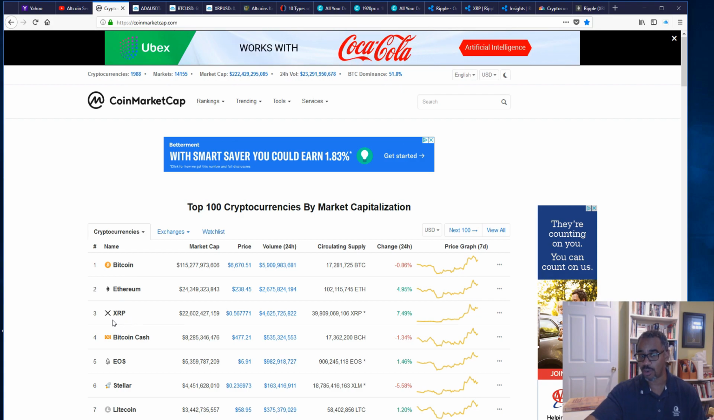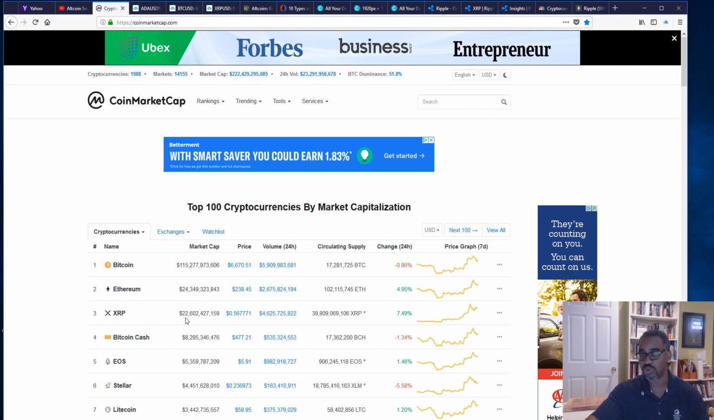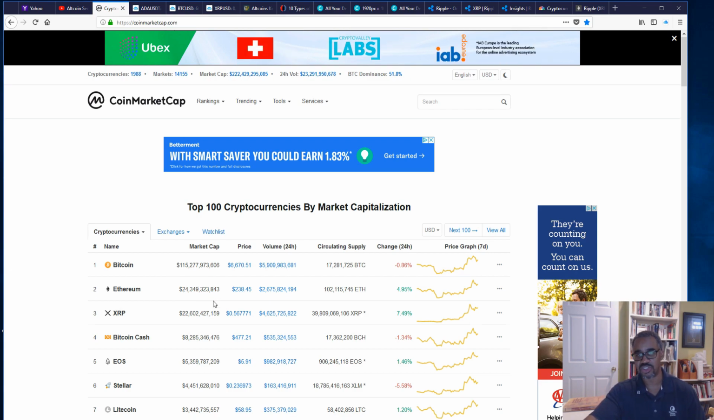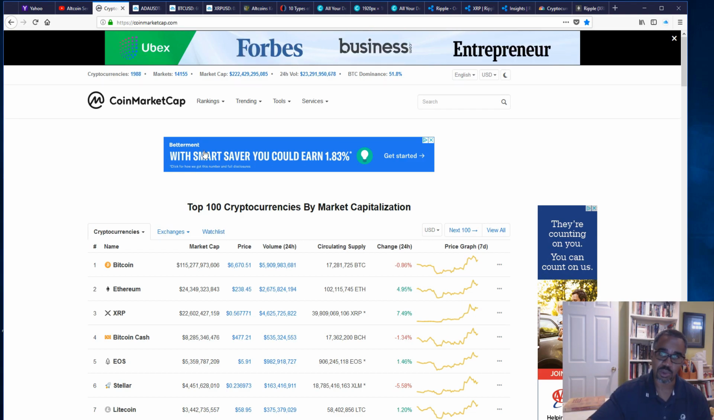And for a brief moment, XRP was actually above Ethereum, so it was number 2 on the list here. Now, obviously, it was a brief moment, as they're going to trade places here and there because they're not far apart in market cap, 24 billion versus 22 billion. So I'm sure they're going to switch places, and really it depends on who comes up with the better solution. And that's what we're going to talk about today.